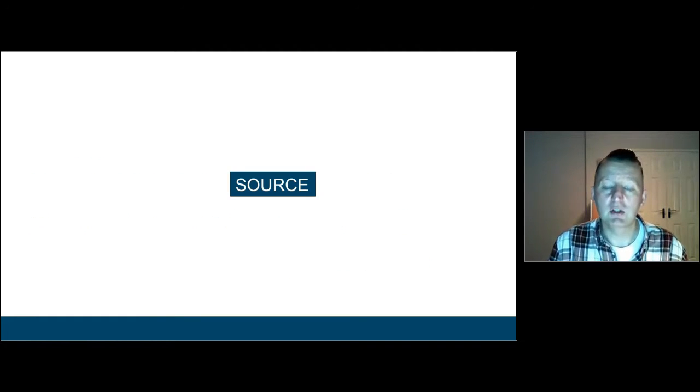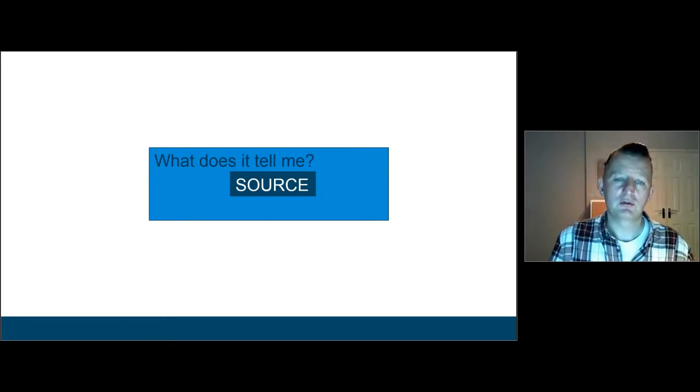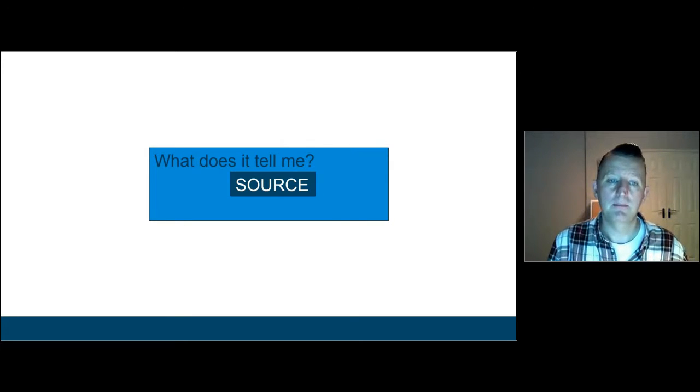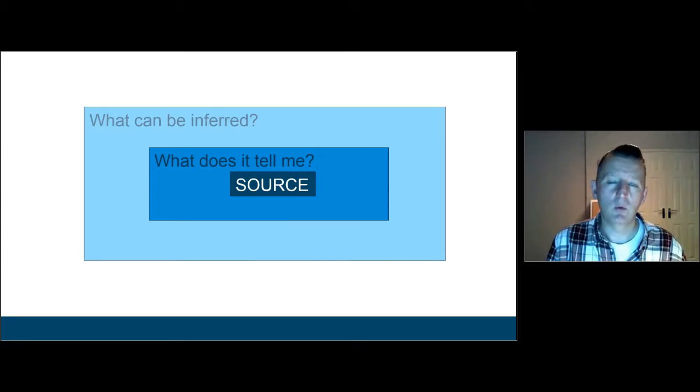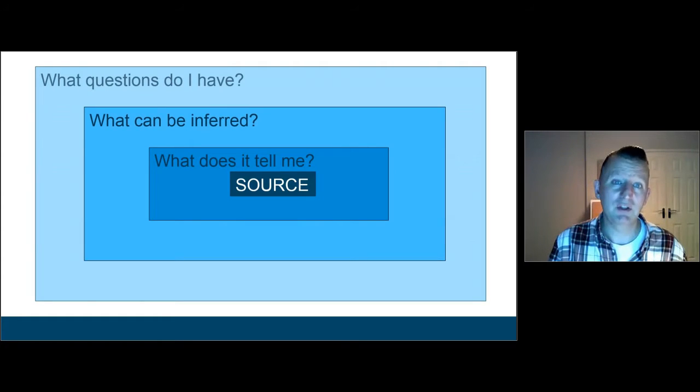Another very useful strategy is to start with the source and then layer the inferences that you can draw from the source. So we do this physically on a large sheet of paper. So the first layer is just, what does the source tell me? The second is, what can I infer from that source? And then lastly we come to, what questions do I have now that I've thought about this source? What's left for me to find out?